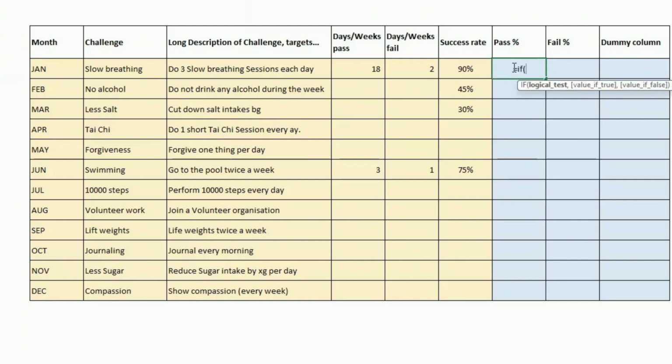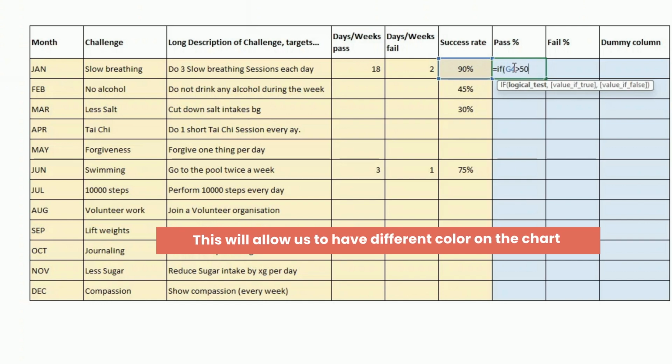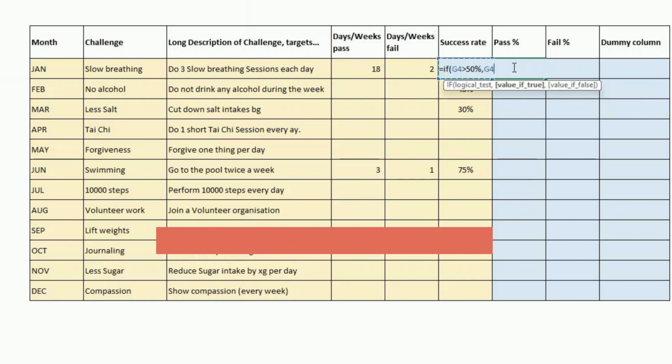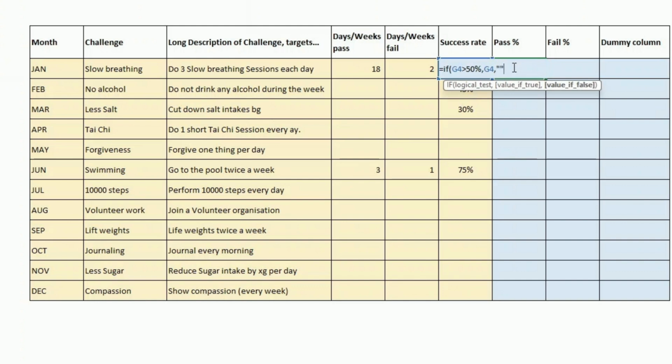Now on the pass column, we only bring back the success rate if it's above the threshold that we have chosen. So in this instance, 50%. So if I have a success rate of more than 50%, then I bring back the field here. Otherwise, I leave it blank. That will be used for our chart.